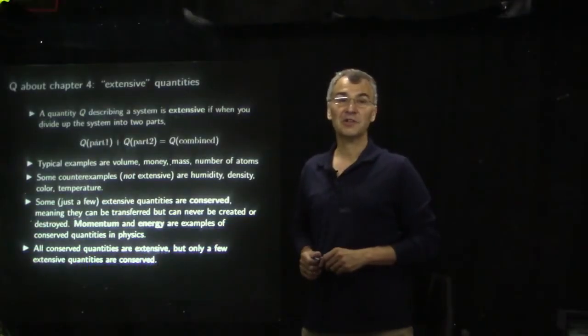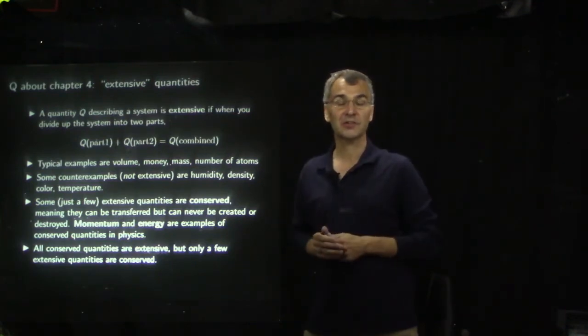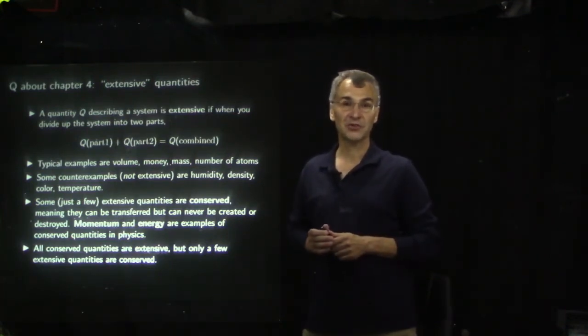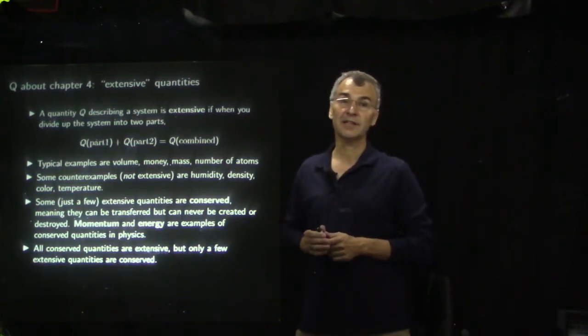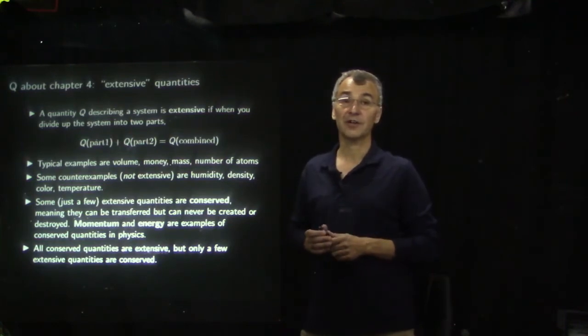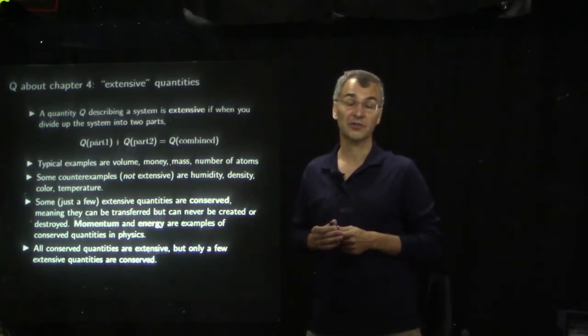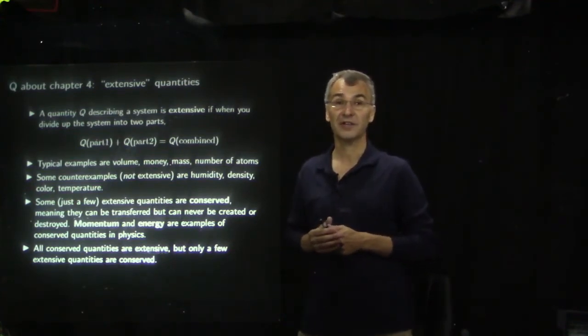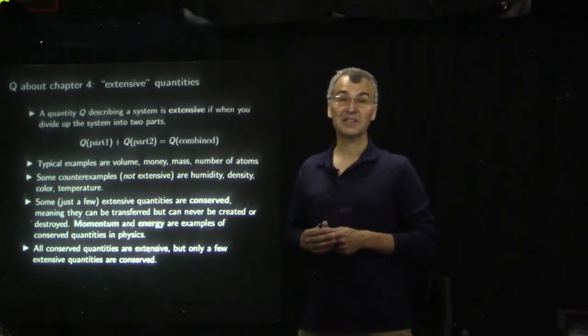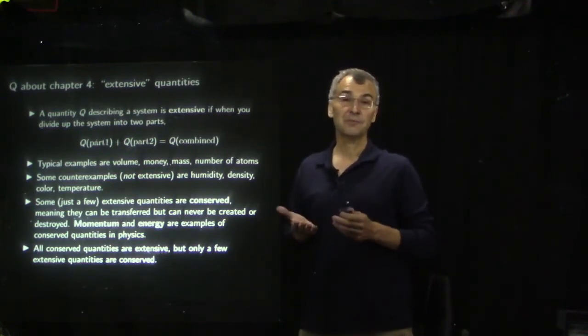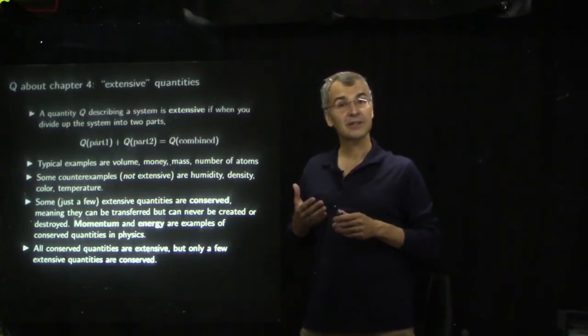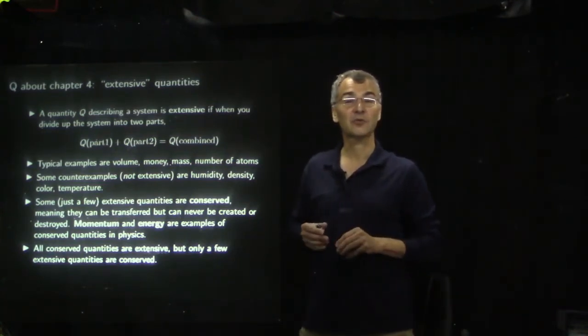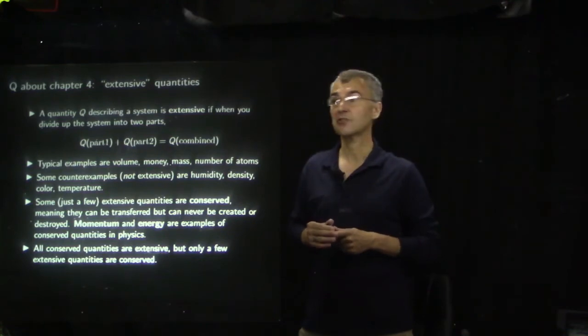A couple of things that Eric's book does really well in this chapter. One of them is introducing the concept of a system, and another is introducing the concept of a conserved quantity. And it turns out that all conserved quantities in physics are extensive quantities. Maybe there are some extensive quantities that aren't necessarily conserved, but all conserved quantities are extensive. And so what is an extensive quantity? It's kind of a detail. You don't really need to know what an extensive quantity is, but a lot of people ask about this.